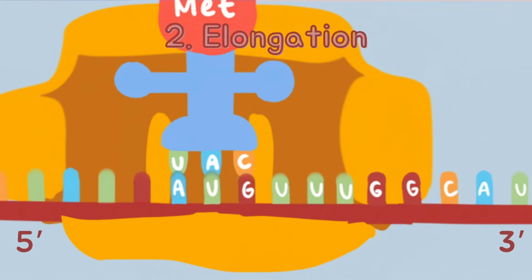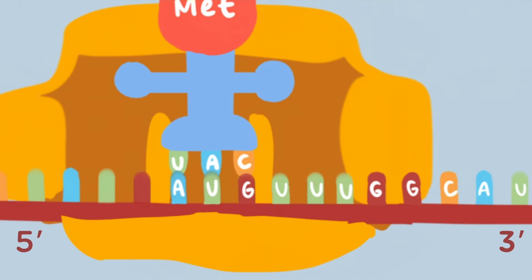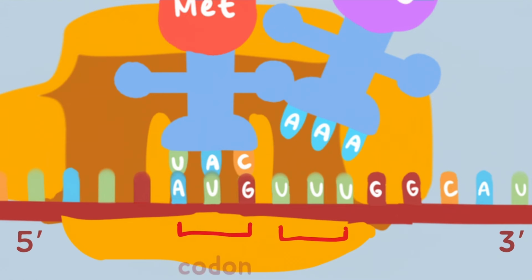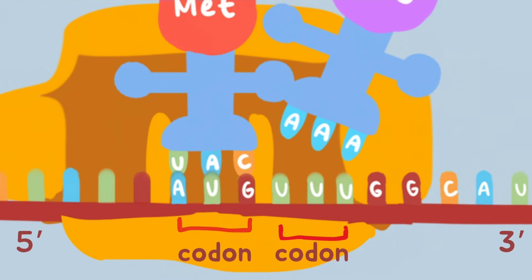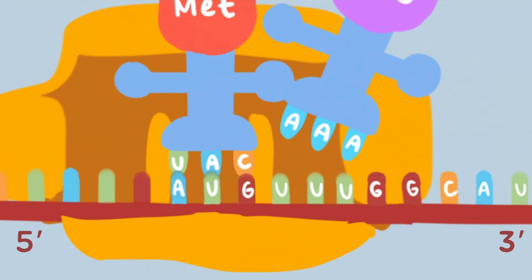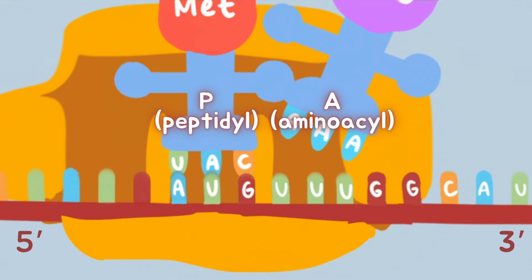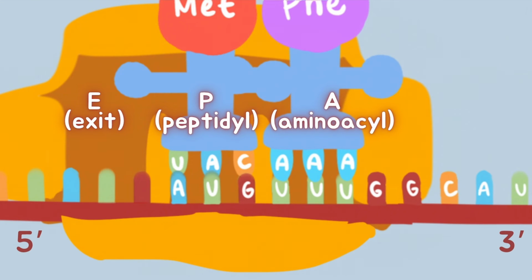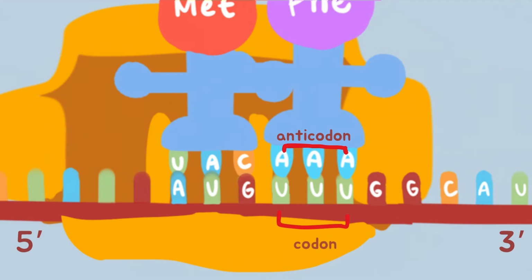We now proceed to elongation. During elongation, tRNA molecules bring specific amino acids to the ribosome. Inside the ribosome, the mRNA is read codon by codon. The ribosome has 3 sites: the A site, P site, and E site. Each anticodon of tRNA pairs with the complementary mRNA codon.